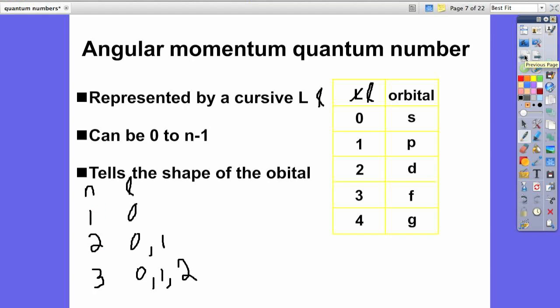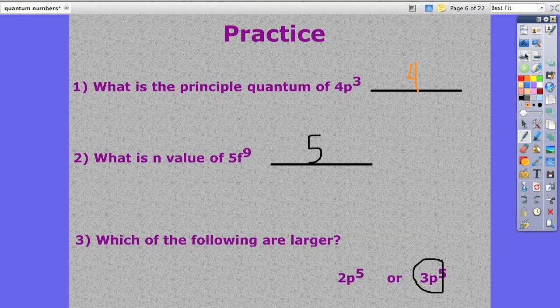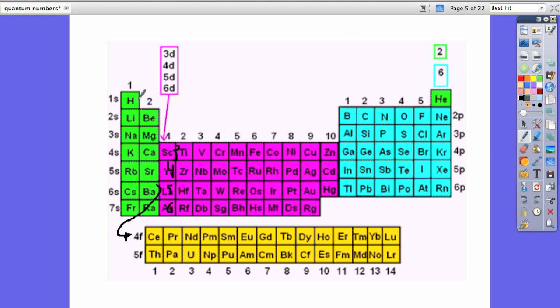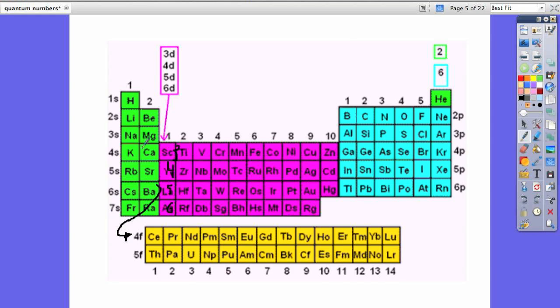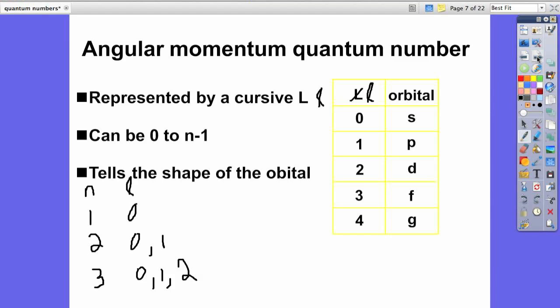And where does it go in the periodic table? Well, if we look at n equals 1, we only have the s shape. If we look at n equals 2, we have the s and we have the p shape. So we have two letters here. If we look at 3, we have s, we have p, but also d counts as well. So it's telling us the shape that each principal quantum number holds.